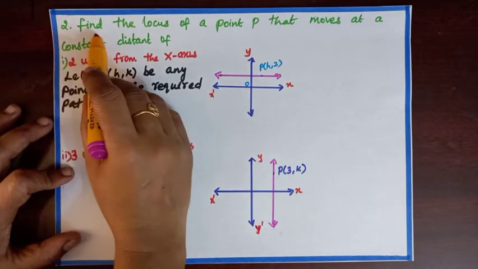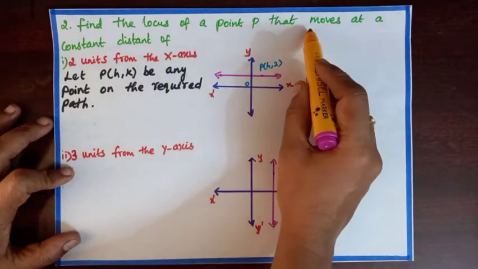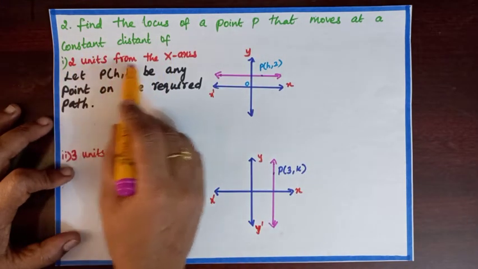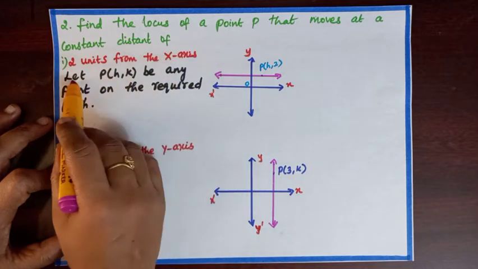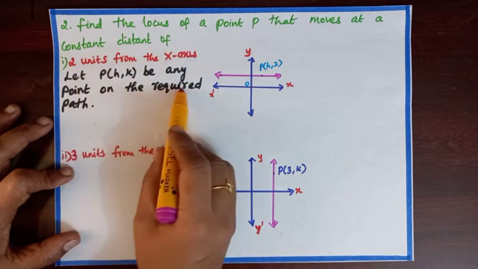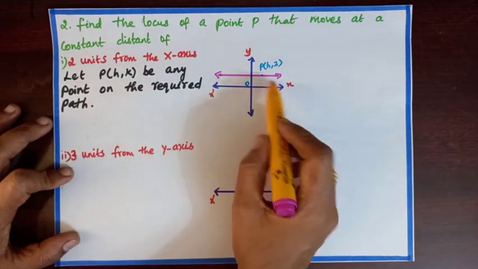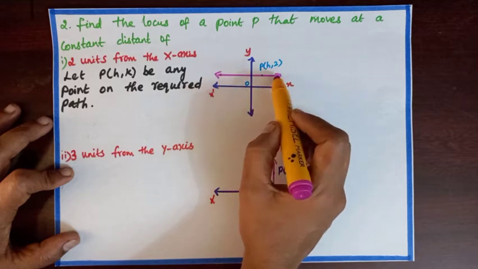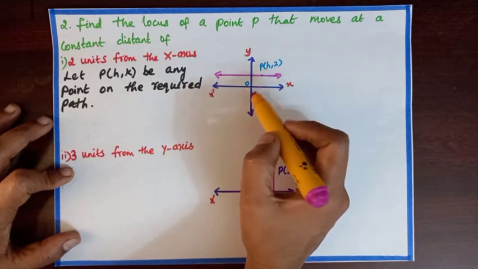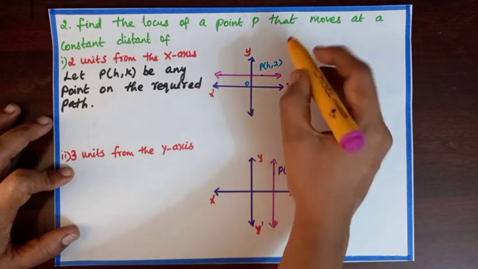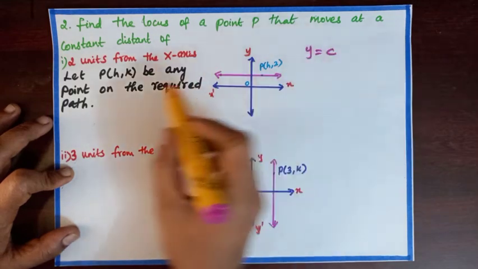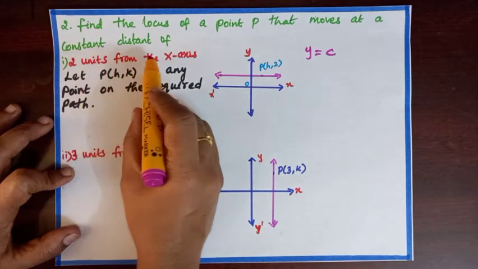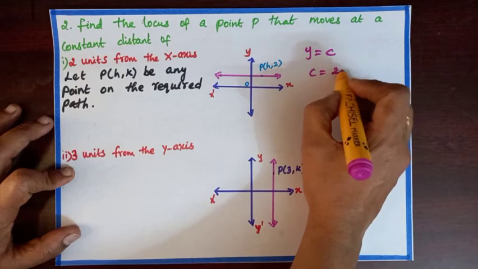Question number 2. Find the locus of a point P that moves at a constant distance of, first subdivision, 2 units from the x-axis. Let P(h, k) be any point on the required path. So, x-axis, y-axis, 2 units from the x-axis. Then any line parallel to the x-axis will be of the form y equal to c. By the given condition, the distance from the x-axis is 2 units. Therefore, c is equal to 2.